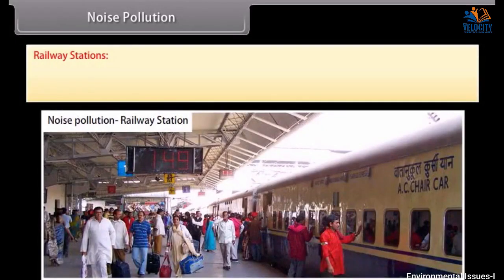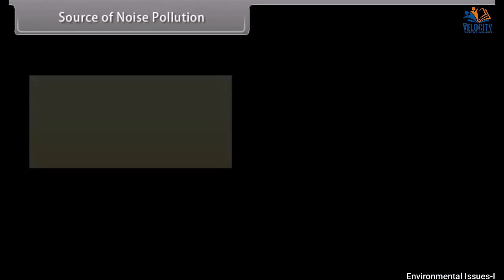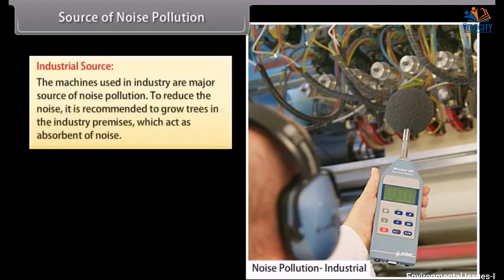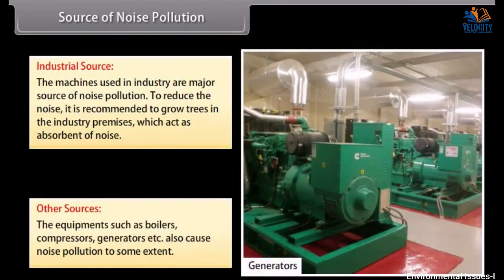Railway stations. The engine of a train is an important source of noise pollution. The shunting and switching operation of trains increases the level of noise pollution. Industrial source. The machines used in industry are a major source of noise pollution. To reduce the noise, it is recommended to grow trees in the industry premises, which act as absorbents of noise. Other sources. Equipment such as boilers, compressors, generators, etc. also cause noise pollution to some extent.